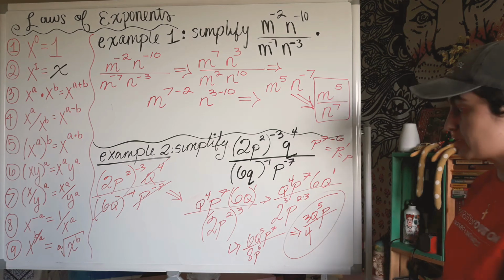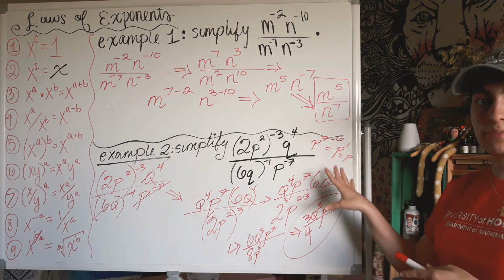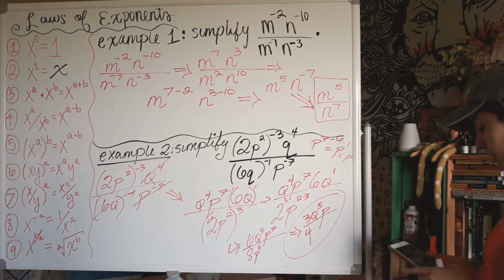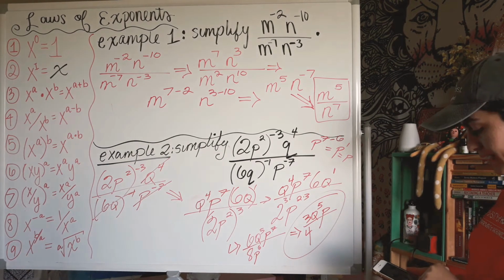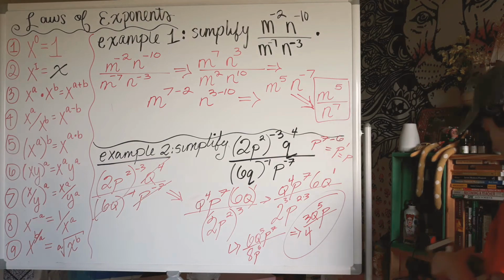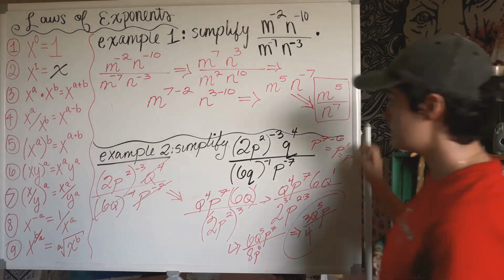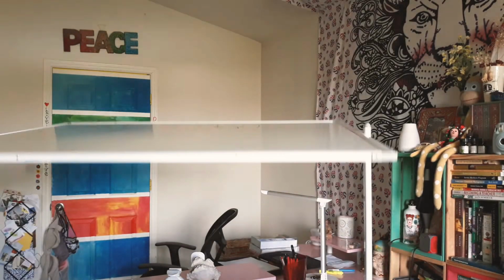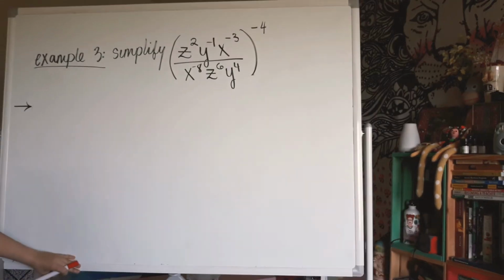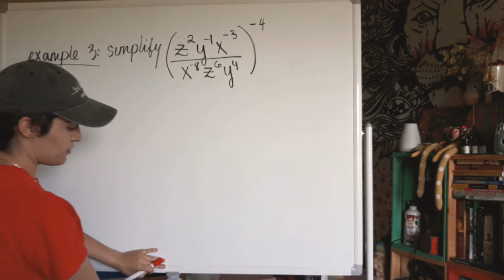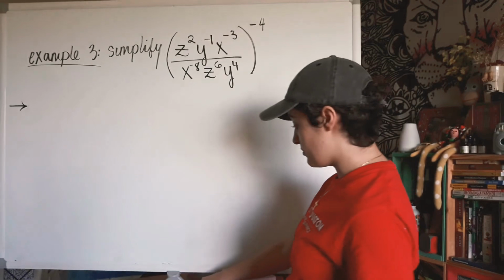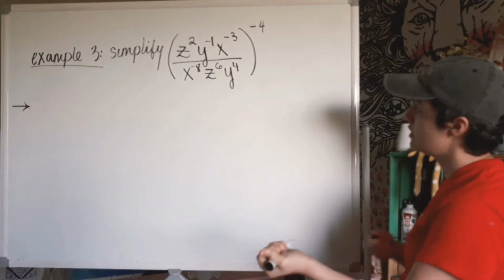So now, you can go ahead and pause it right now if you want to. But we're going to go ahead and solve the last one on the back. So I'm utilizing every single law. And I think this example will really drive it home. I'm going to use black.